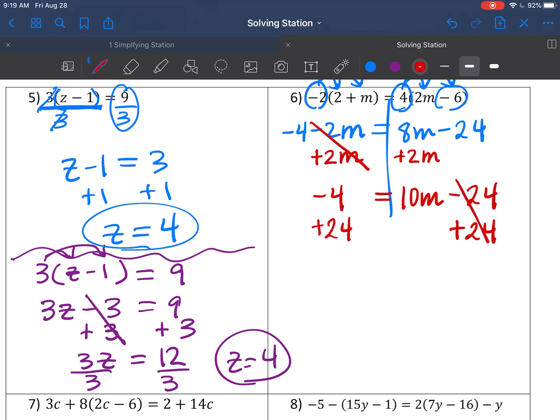So I have to get rid of that negative 24 by adding 24, leaving us with positive 20 on the left, 10m on the right. Let's keep this. And now we are ready to divide.